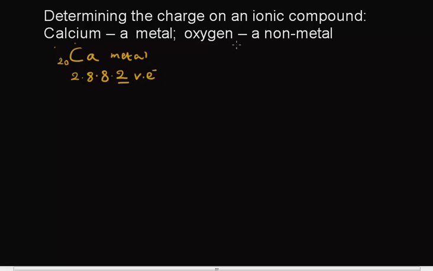Let's do the same with oxygen. Oxygen belongs to group 6, so it has 8 electrons. Let's write the electronic configuration of oxygen as 2 and 6, which means there are 6 valence electrons in oxygen. Now, we have learned in class that metals tend to lose electrons. Metals lose electrons. Non-metals gain electrons. That's one thing that you need to keep in mind.